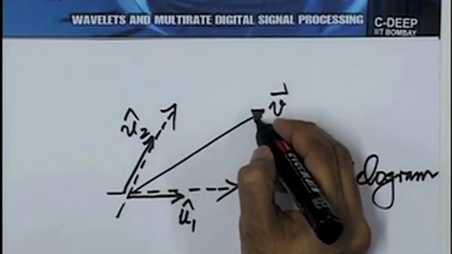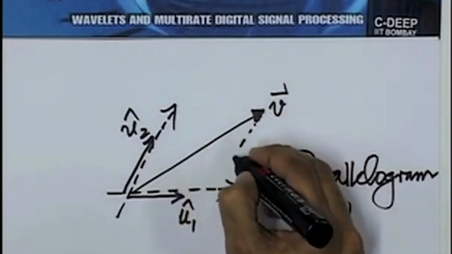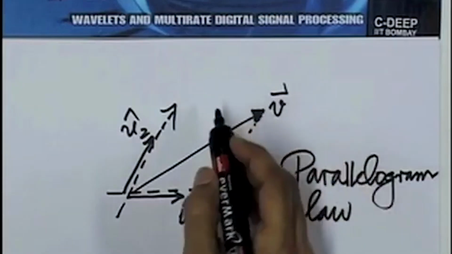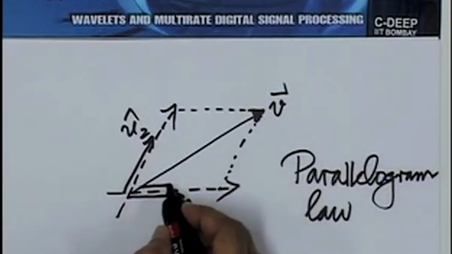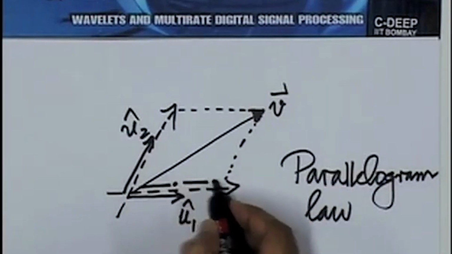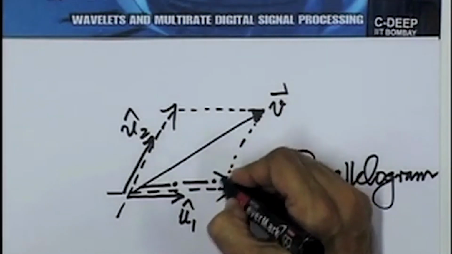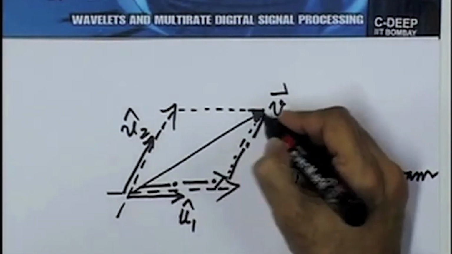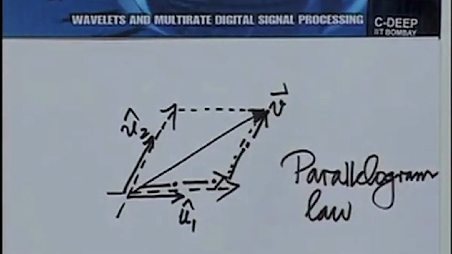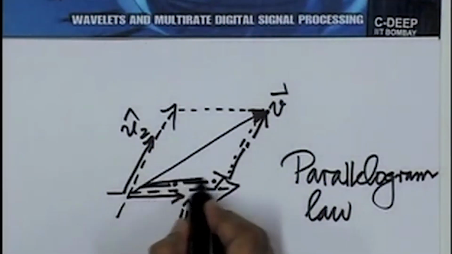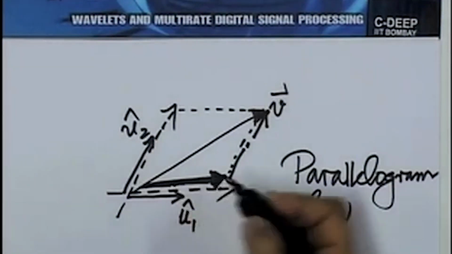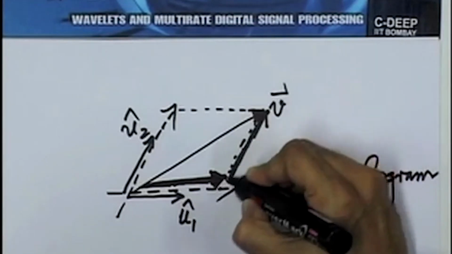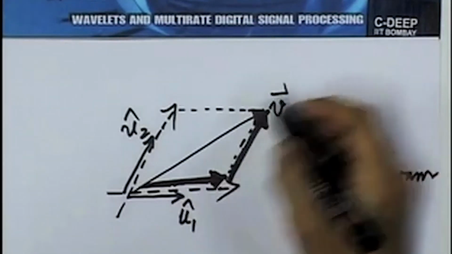I could draw a line parallel from the tip of this vector to this u2, another one parallel to u1 from the tip of the vector, and it is very easy to see that this dot dash vector here plus this dot dash vector here gives me v. So, let me highlight that dot dash vector. This vector here plus this vector here gives me v.